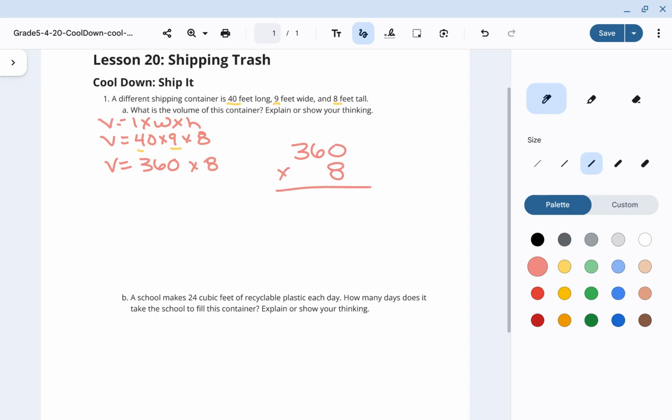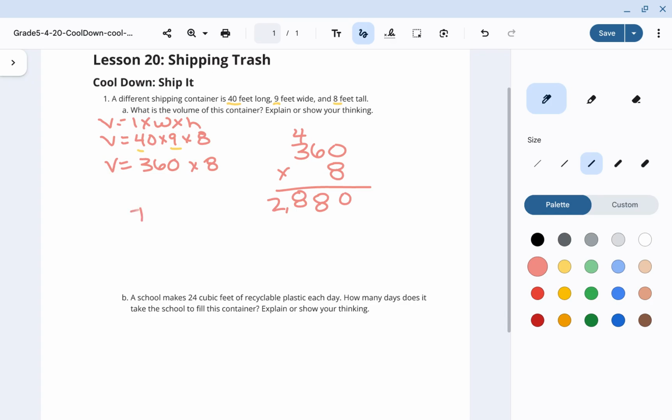Well, let's walk through it. 8 times 0 is 0. 8 times 6 is 48. Here is my 8. Here is my 4. 8 times 3 is 24, plus 4 is 28. So I have an answer of 2,880, right? Now, what does that mean within the context of my answer?